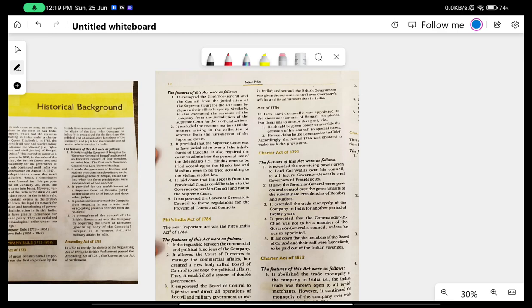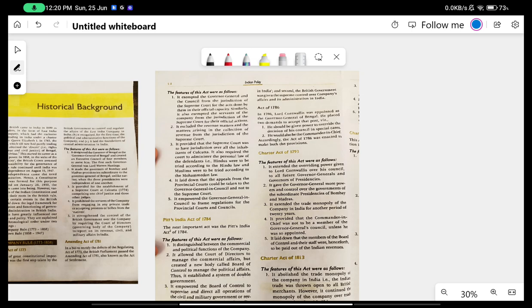So obviously the people that are left are the inhabitants of Calcutta, the colonized Indian people, and maybe some people who had come from Britain to live in Calcutta. It also required the administration of the personal law of defendants, that is, Hindus to be tried according to Hindu law, Muslims according to Mohammedan law, and so on. So it said that all the subjects would be tried according to their own respective laws.